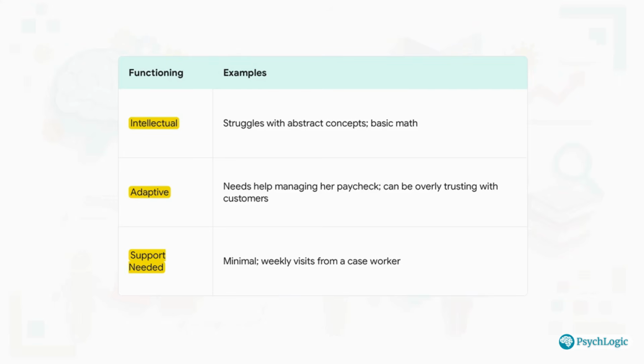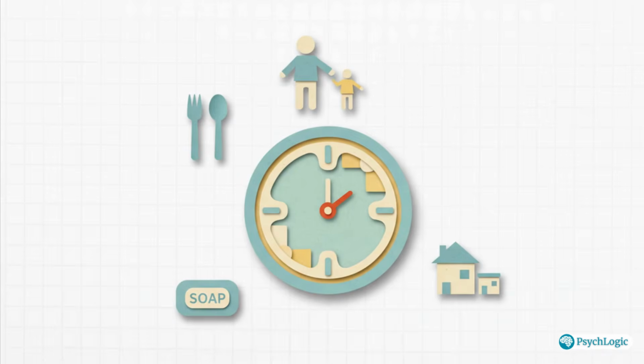In her daily life, she needs a little help to manage her budget and can sometimes be a bit too naive with strangers. But the key here is the support level. It's minimal. A caseworker might pop in once a week, and that's enough to help her lead a pretty independent and full life. All right, moving along the spectrum, we have moderate intellectual disability.